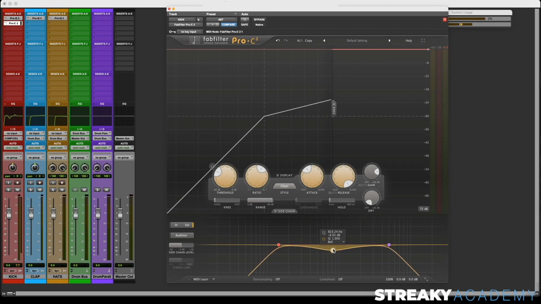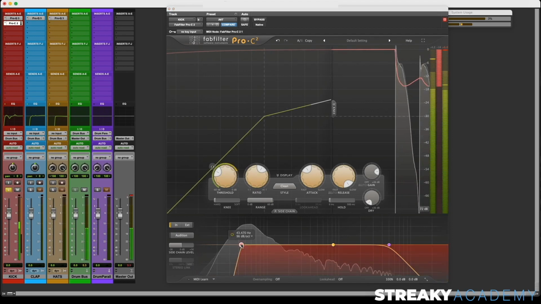This is a very comprehensive sidechain control within the Pro C2. Other compressors may just give you cuts in the low range and in the high range. This plugin, however, gives you full control over what frequency and your decibel per octave. So I can decide that everything below 95 Hertz will not be in the compression circuit. Let's have a listen and see what this does.